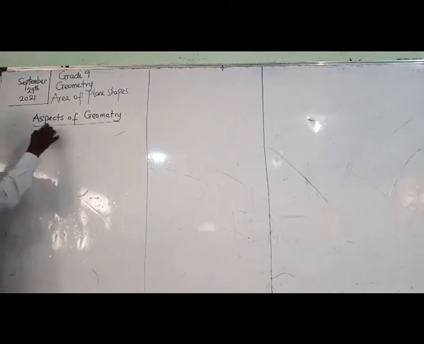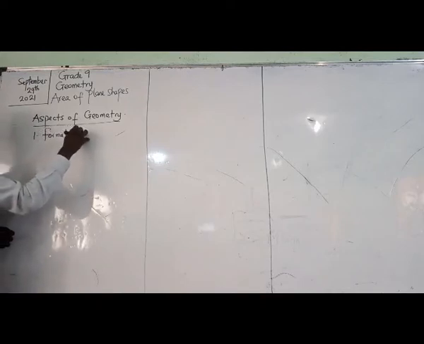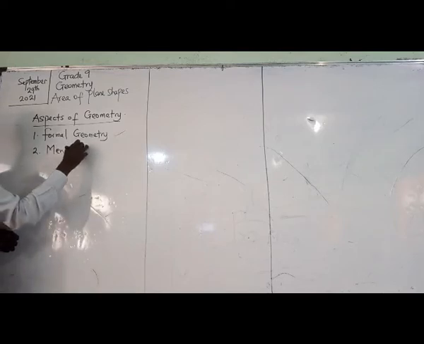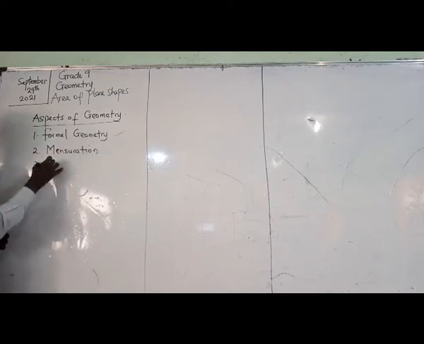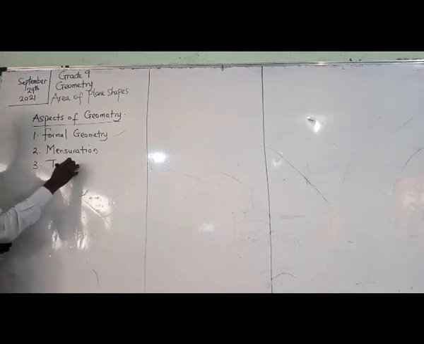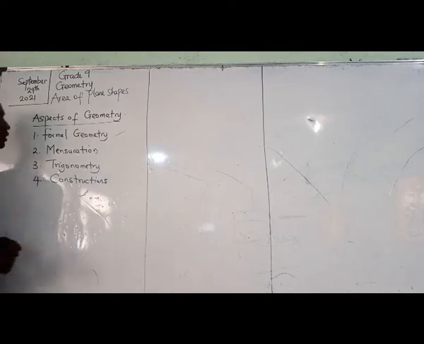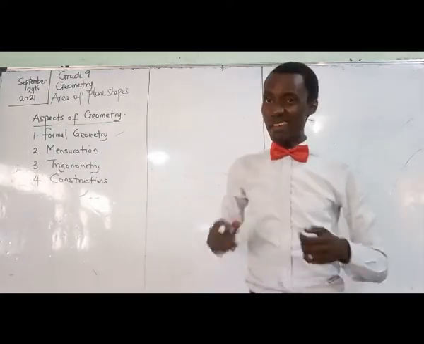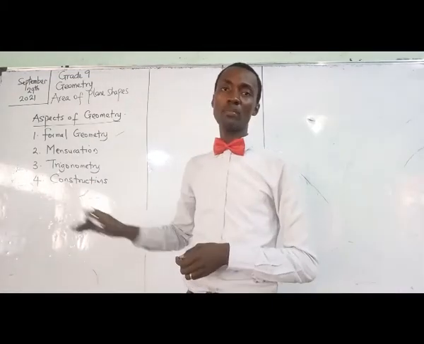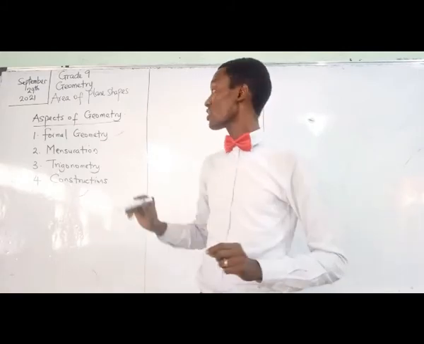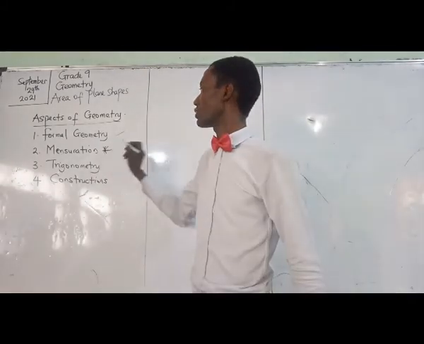Number one, we have what is called formal geometry. You have what is called mensuration. Yet another, we have what is called trigonometry. And finally, we have what is called constructions. These are the four major areas we consider when we talk about geometry. For the purpose of our class today, we will be focusing on an aspect called mensuration.